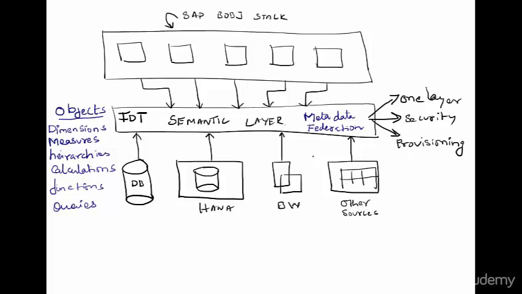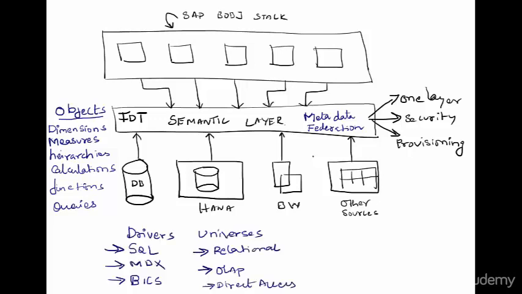So using IDT, you can build a business layer on a relational connection or a relational type, or you can also build universes of an OLAP type. Now you have different drivers like SQL to build and connect to data sources which operate on SQL, for example, a database, and also HANA. And you can also build OLAP kind of universes where you're talking to the application layer. In that case, you will be using MDX, and in some cases, BICS.